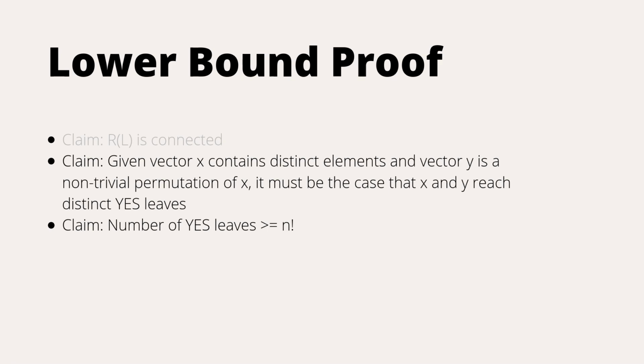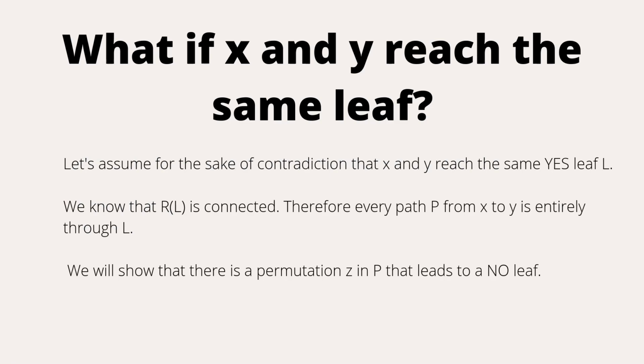Next, we will show the claim that given vector x contains distinct elements, and then a non-trivial permutation y, both x and y will reach different yes leaves. So you may be asking, what if x and y reach the same leaf? Well, that's a great question. Let's assume for the sake of contradiction that x and y reach the same yes leaf. We'll call that leaf L.